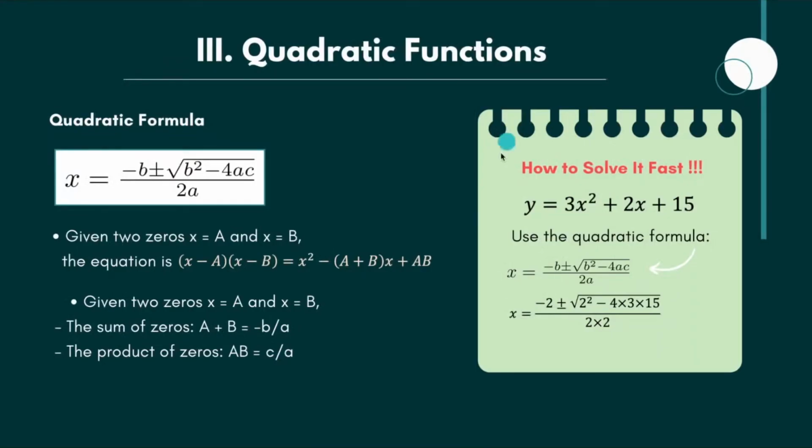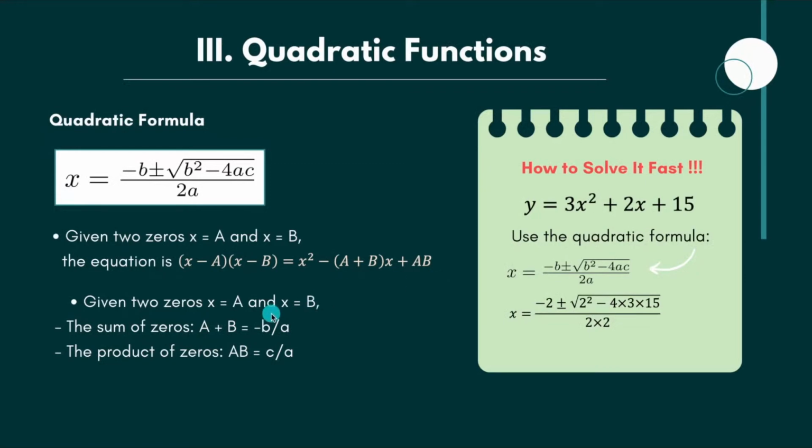Now let's say you use the quadratic formula and arrived at two zeros, x equals a and x equals b. Then the equation will be (x minus a)(x minus b) equals x squared minus (a plus b)x plus ab, and you can use the FOIL method to get here.